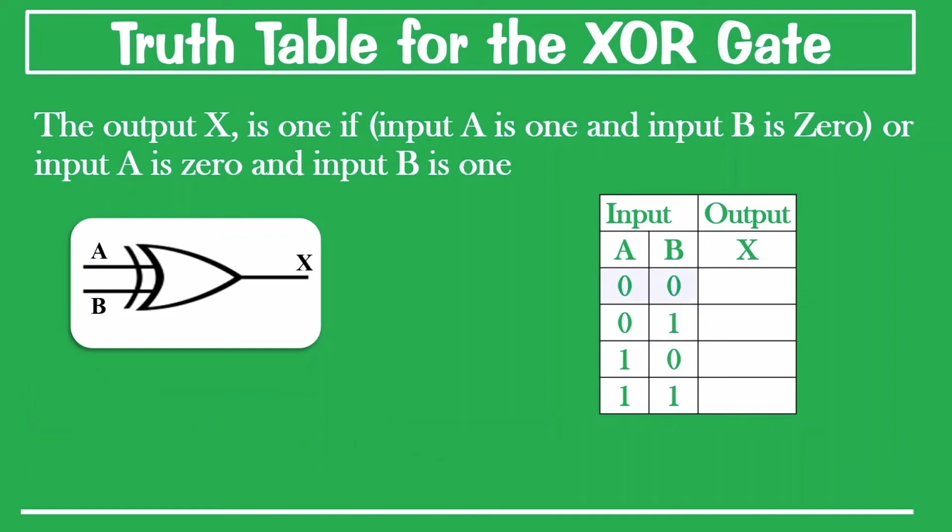meaning that 0 and 0 equals 0, since neither one is 1, right? And the next one, 0 and 1 equals 1 since one of the inputs is 1. The next one, 1 and 0 equals 1 since one of the inputs is 1. Finally, 1 and 1 equals 0, both is 1, therefore a 0 output.